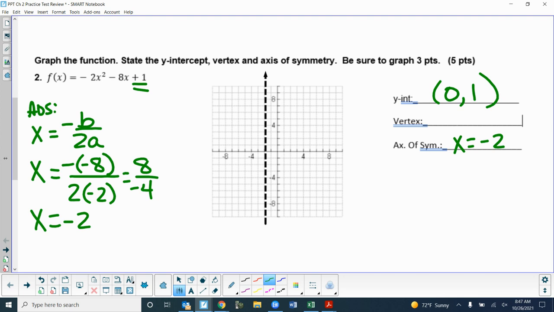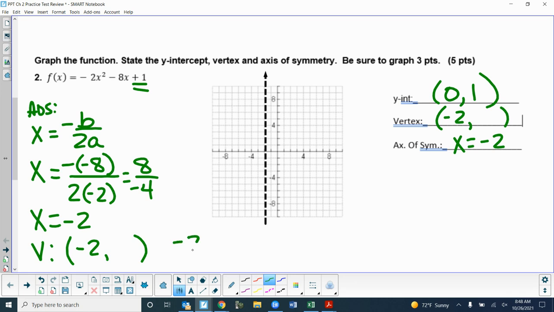Okay. How do I find the vertex then? Did I hear somebody say plug it in? Yeah. Plug what in? Negative 2 for what? X. Good. So negative 2. So I can start my vertex. I'm just figuring out what the y value is.